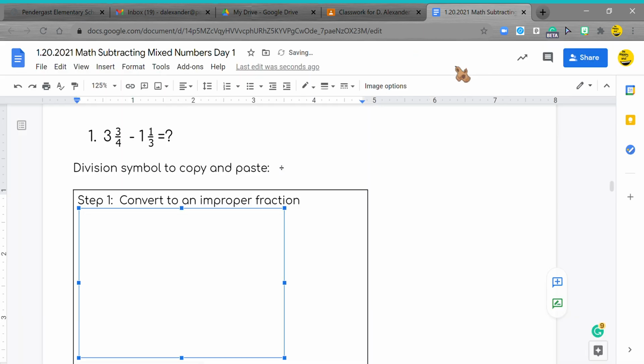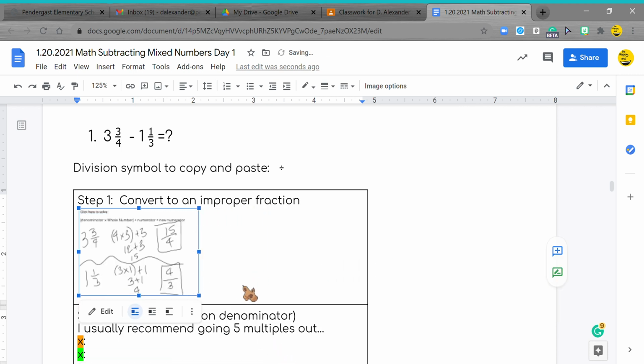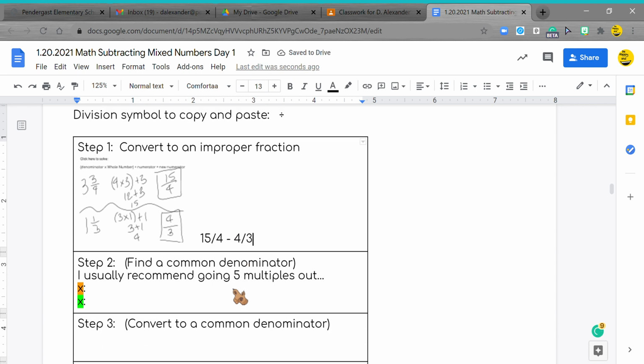So now I'm going to come right over here. I'm going to actually make it just a little smaller, you guys. Now I'm going to take my 15 fourths and I'm going to subtract my 4/3. This is my new problem. Now I have a 4th and a 3rd, and remember, we cannot subtract without a common denominator. So I'm going to take my first denominator, put it here, take my second denominator and put it here. Oh, make sure I put the right number there.